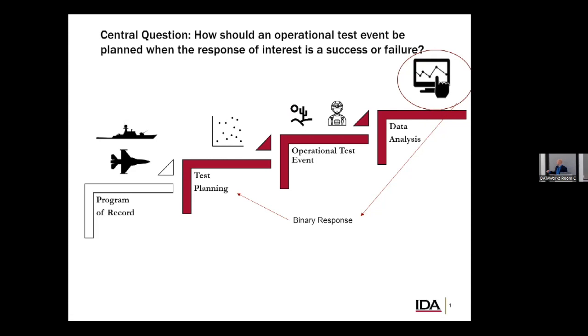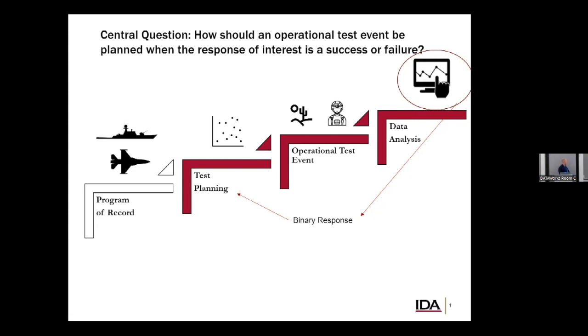And for those that are not familiar with operational test, a brief overview can be seen in this diagram here. So imagine we start with some sort of program of record. It could be a jet fighter or something else. And we want to answer a question about this program of record. We want to plan a test, actually carry out the test in the operational test event. That's where the data would be collected. And then from that data, perform some sort of data analysis, making inference or some sort of conclusion.